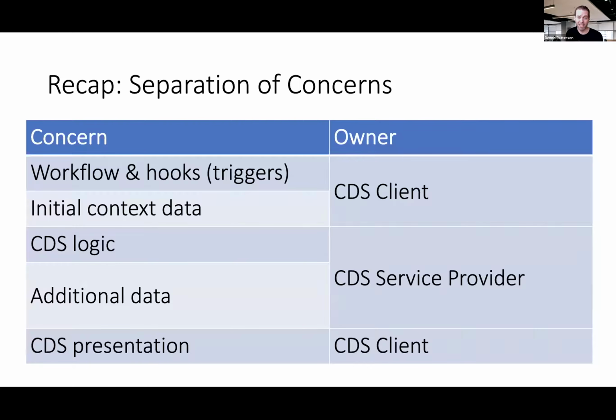So let's recap the separation of concerns in that overall workflow. You have the CDS client that's responsible for being cognizant of the user workflow, the different scenarios, and the associated hooks, the events, the triggers, and then pulling together the context data that's going to be sent to a CDS service. The CDS service provider is responsible for their own decision support rules, their logic, and for making sure they obtain any additional data that they need. And then lastly, once they return that guidance, the CDS client is responsible for the presentation of that content to the user.